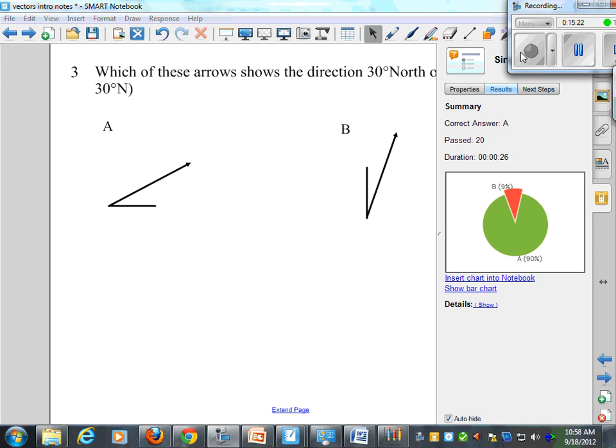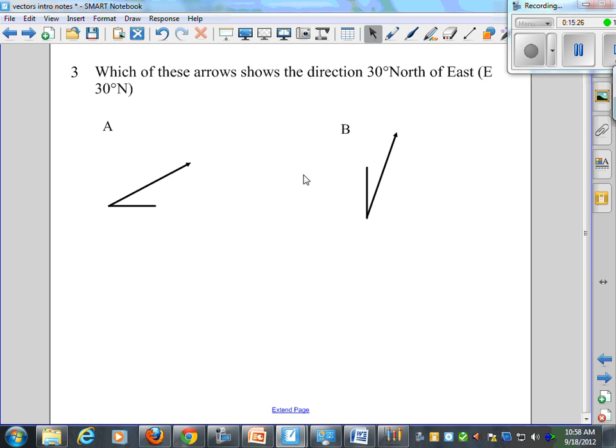90% of you got it right. Good for you. All right, 30 degrees north of east. This is east. 30 degrees to the north, right? What would this one be if that was 30 degrees? This would be 30 degrees east of north, or north 30 east. And this one is east 30 north.